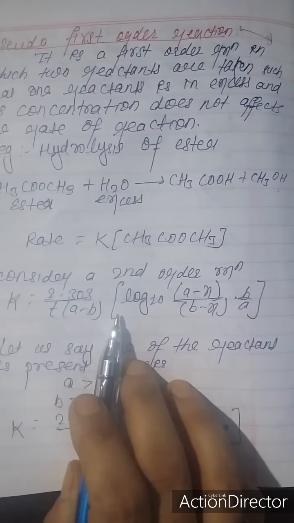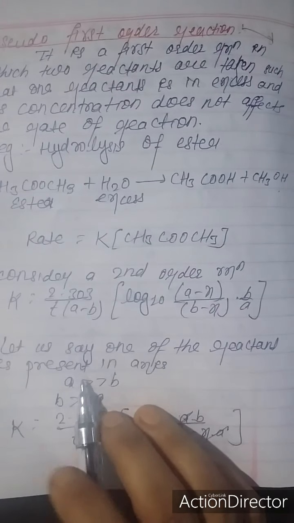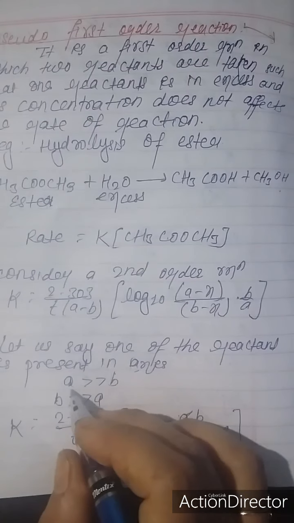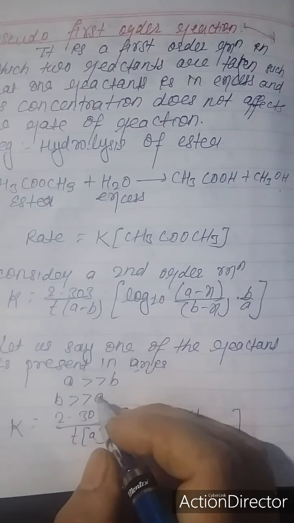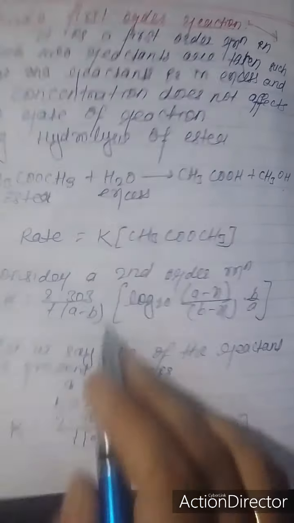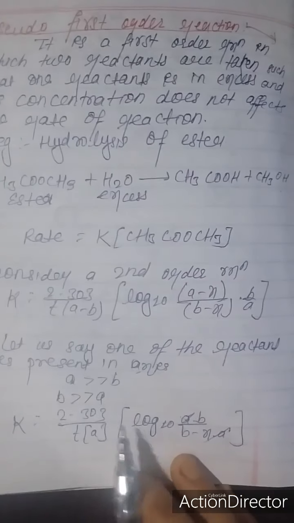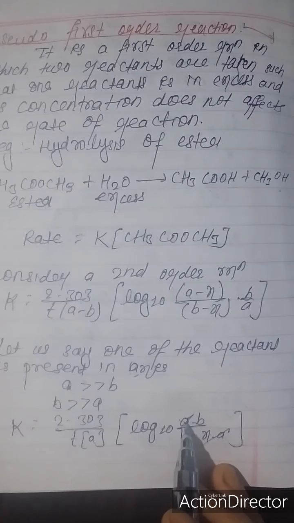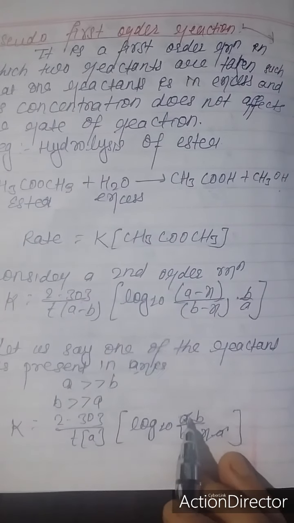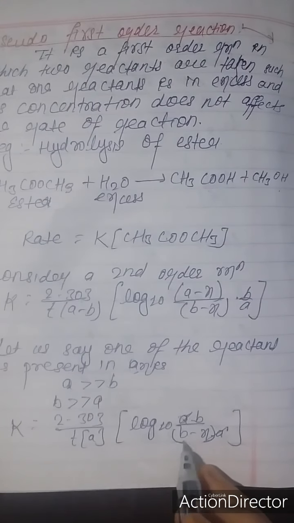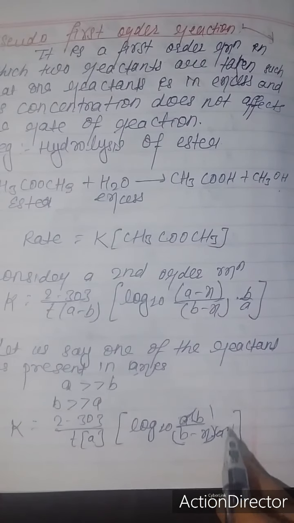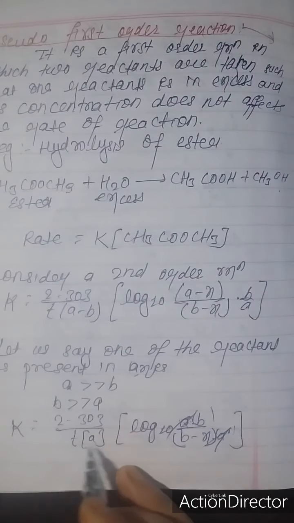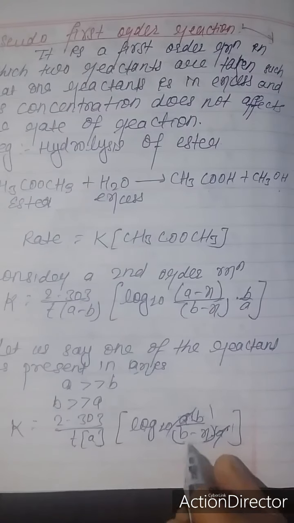Now from second order you can derive the pseudo first order reaction. We are saying that one concentration is present in excess. Let us say A is present in excess or B is present in excess. So one can be neglected. So this was the first order reaction. So here we are writing just a. Similarly, log base 10, this a minus x I will be writing just a, b minus x, b upon a I have taken. Now this a and this a get cancelled. So you are left with 2.303 upon t a, log base 10 of b upon b minus x.